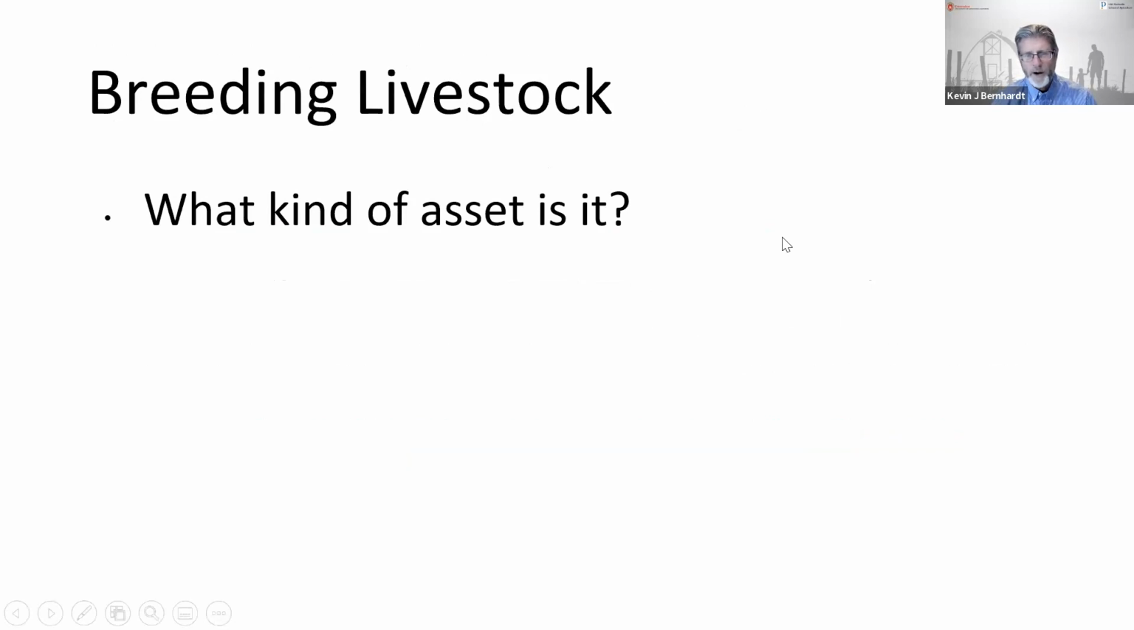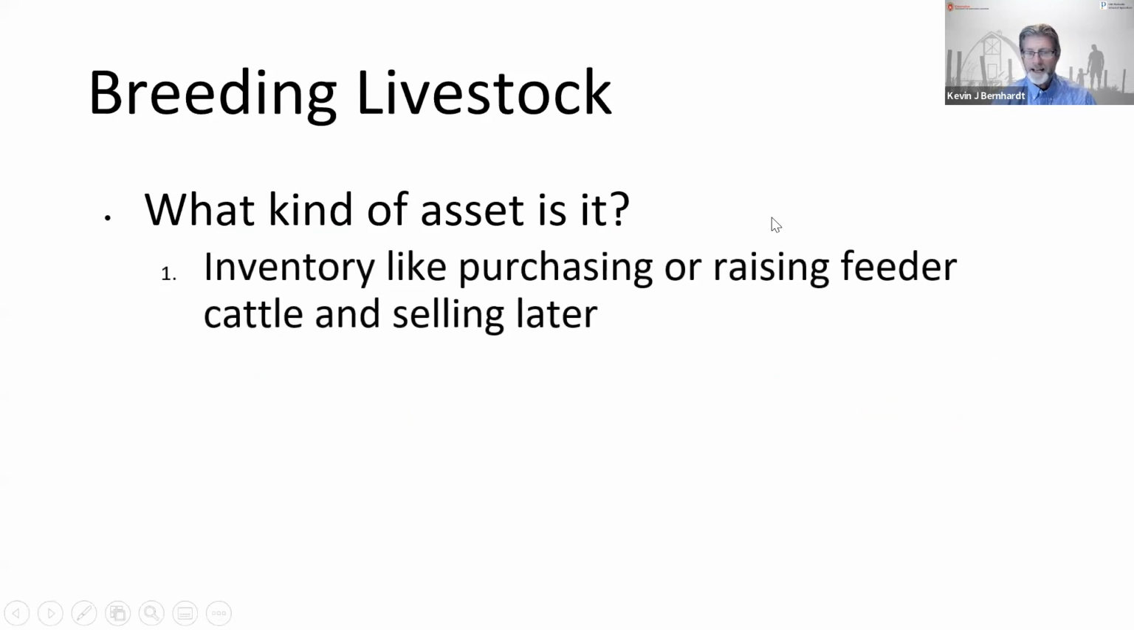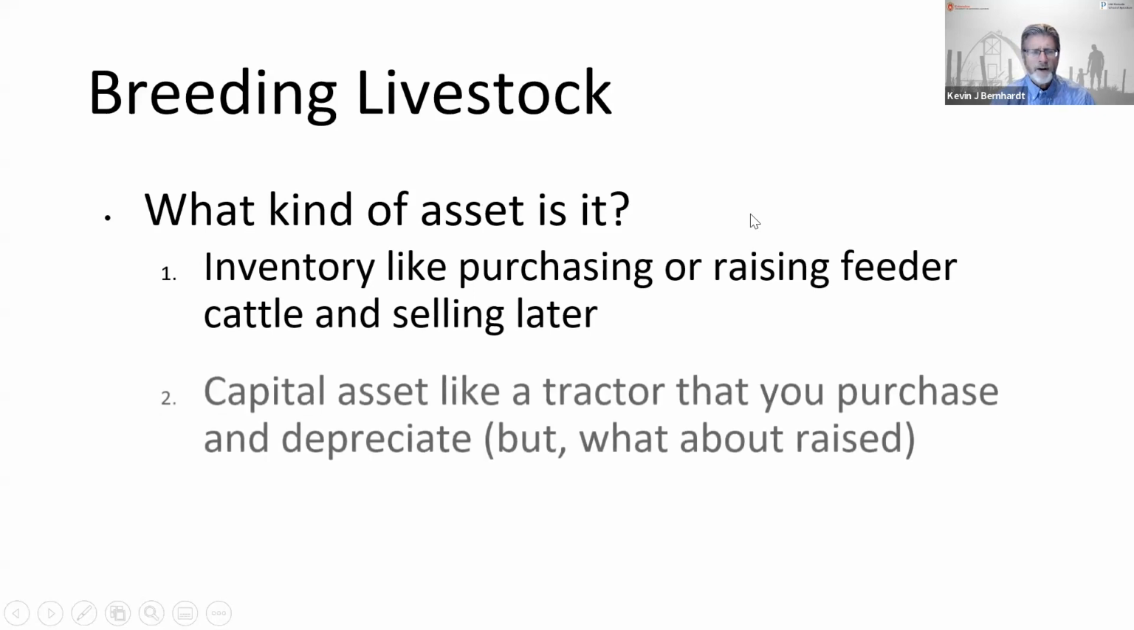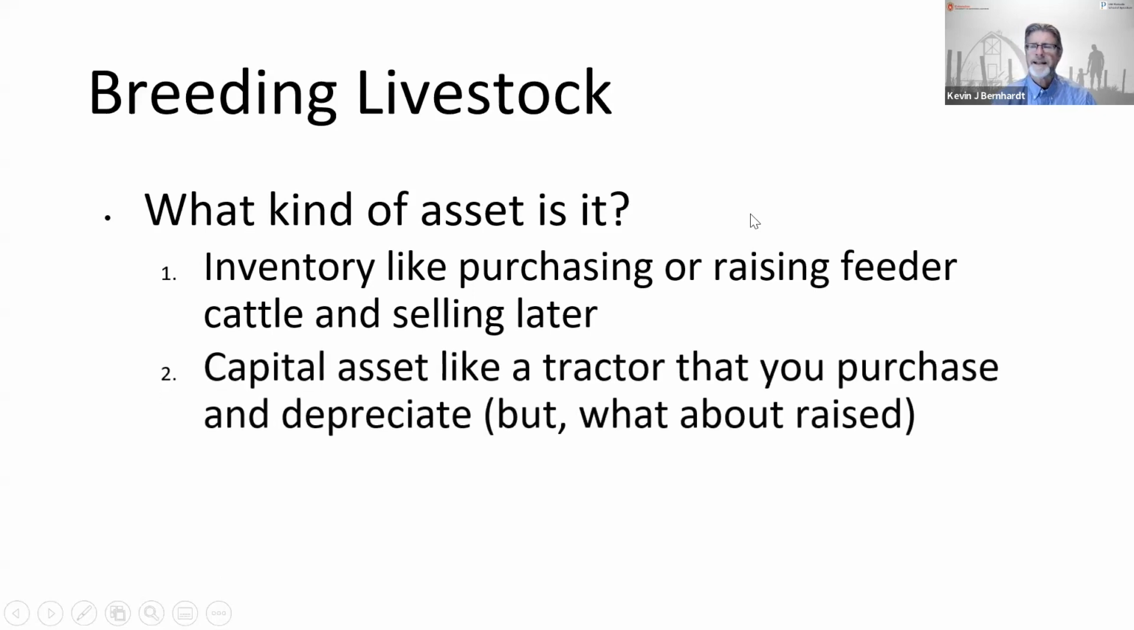We don't know quite what it is. Is it an inventory item, like, for example, purchasing of feeder cattle and then fattening them up and later selling them? Is it that kind of thing, or that kind of asset? Or is it more like a capital asset, like a tractor, for example, that you purchase and you depreciate out, and its purpose is to put it to work, to create the kinds of things that you're going to sell, like milk or feeder cattle or feeder pigs or what have you?